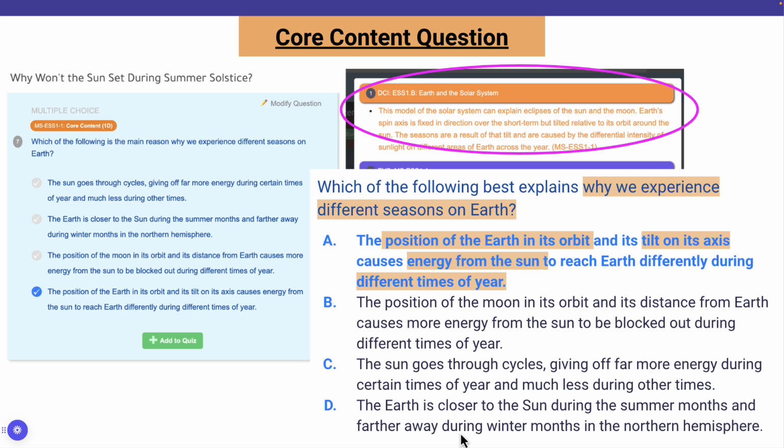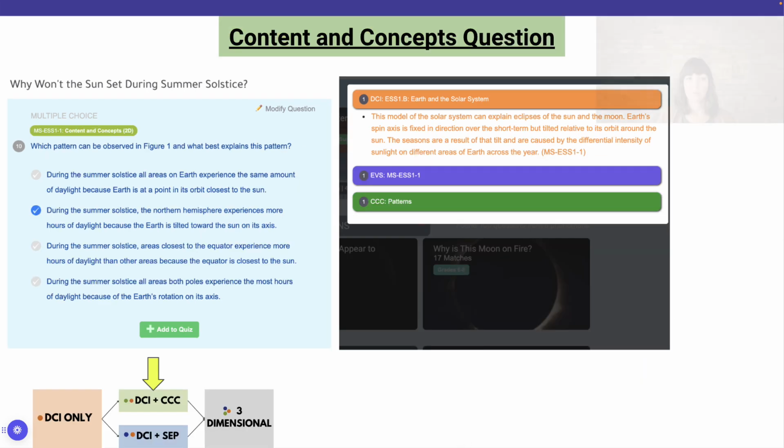Taking a closer look at the prompt, which of the following best explains why we experience different seasons here on Earth, we can see that students cannot answer correctly without accessing their knowledge about the universe, Earth, and the solar system, to come to the conclusion that the tilt of the Earth on its axis and its position in orbit cause energy from the sun to reach the Earth differently during different times of the year.